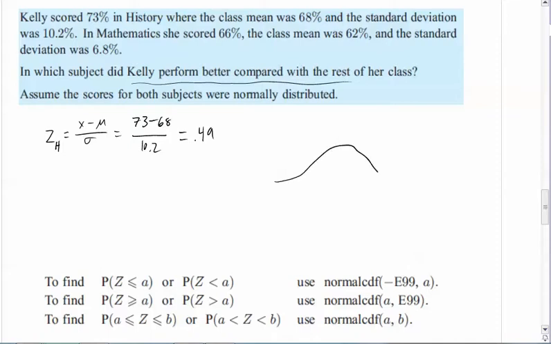Now what that means is if I had a normal curve with my average and with this being the first standard deviation, so that's mu plus standard deviation, that means I'm 0.49 or about half the way in between. So that's where her score is, right? The 73 and the 68 average, the 73 was hers, so that's how far I am from the middle.